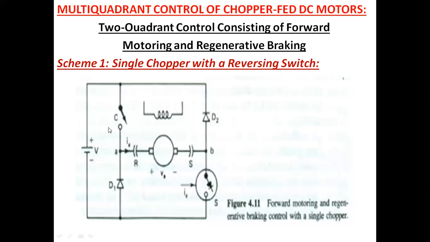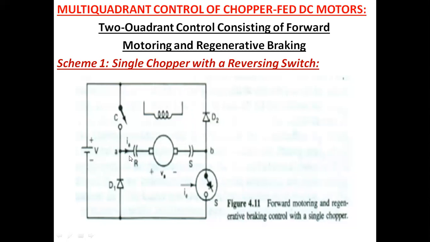So when C is closed here, what happens? S will be in operation, whether it is in the on or off position. So our circuit will look as it is in figure 4.3a. This is forward motoring of the chopper.